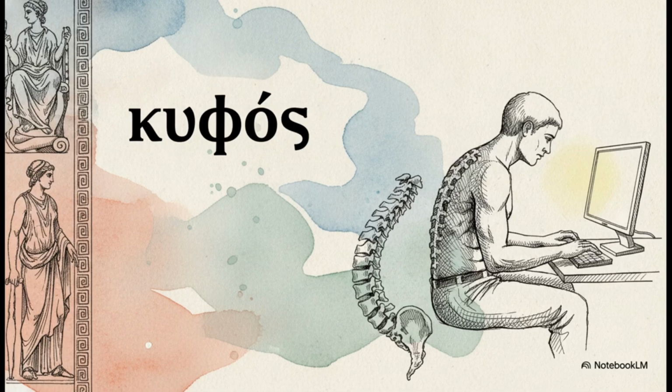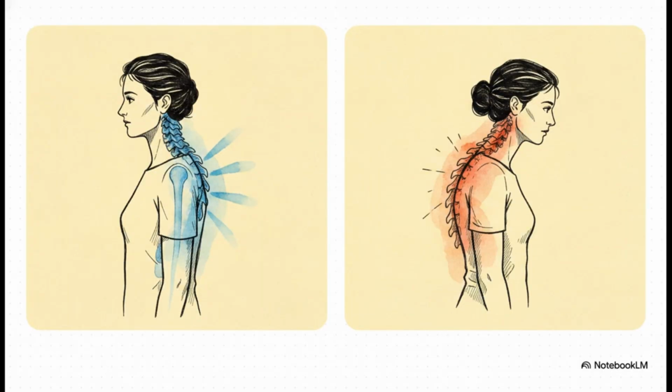The word kyphosis comes directly from the Greek word kyphos, which literally means hump. In a clinical setting, it simply refers to an excessive forward curve of the thoracic spine, which is your upper back. Now, a normal spine is absolutely a marvel of engineering.